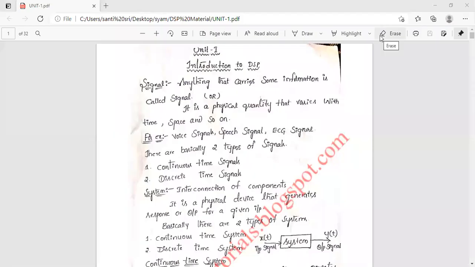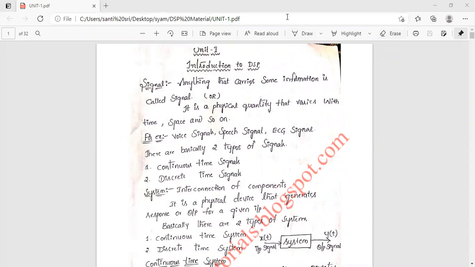Good morning. As in the last classes, we discussed the first unit. So now we will see the overall view of our first unit. Okay, so introduction to DSP.